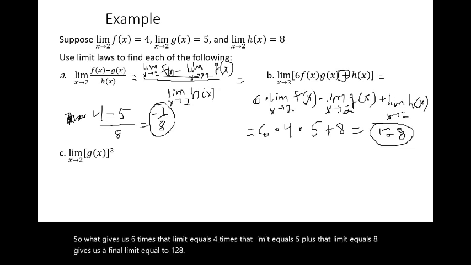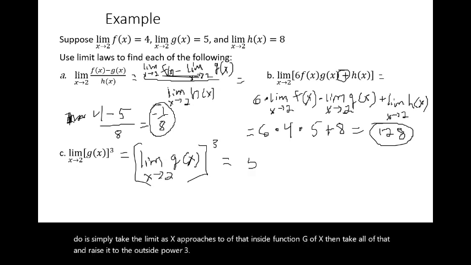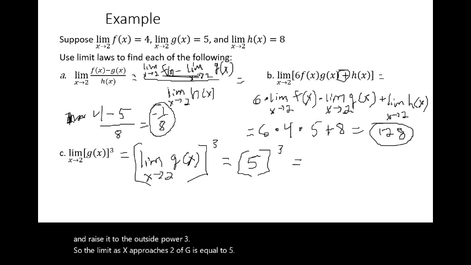So then for this last one, the limit as x approaches 2 of g of x to the third power, what we can do is simply take the limit as x approaches 2 of that inside function g of x, then take all of that and raise it to the outside power 3. So the limit as x approaches 2 of g is equal to 5. Then 5 raised to the third power gives us a final limit of 125.